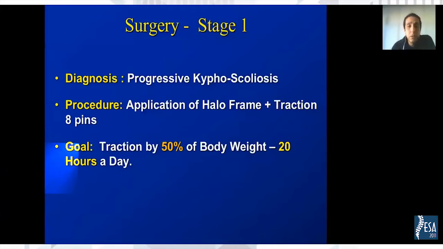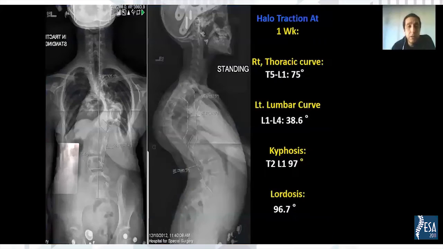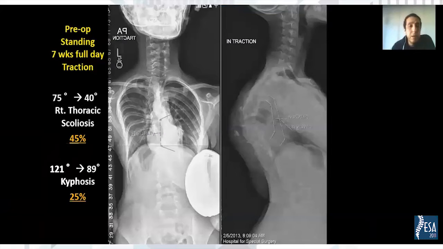Stage one was applying the halo-gravity traction. The goal was to reach 50% body weight in 20 hours a day of traction. After 1 week, you could start to see some correction of her curves, with kyphosis going down to 97 degrees. After 7 weeks, the correction is even better: about 45% correction in the thoracic curve and about 25% correction in the kyphosis.